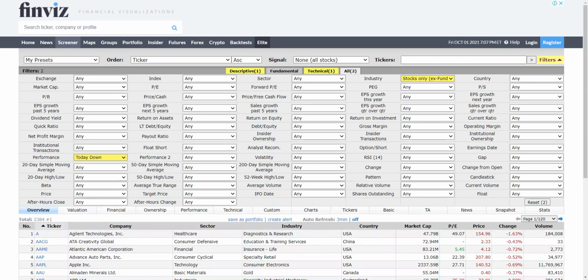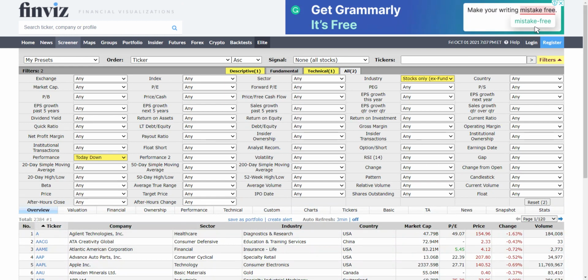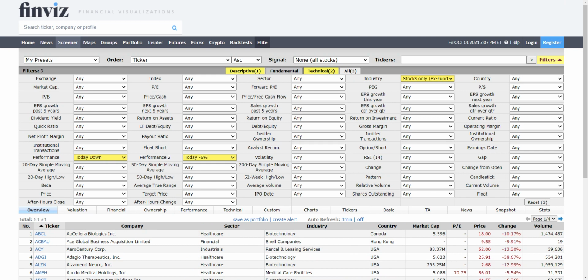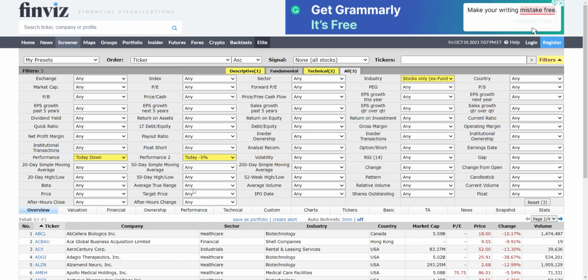After that, we want the performance to be today minus 5%. Quite a lot, I'm not even going to lie about that. But the next thing, we want the average true range, the ATR, to be over 0.5.